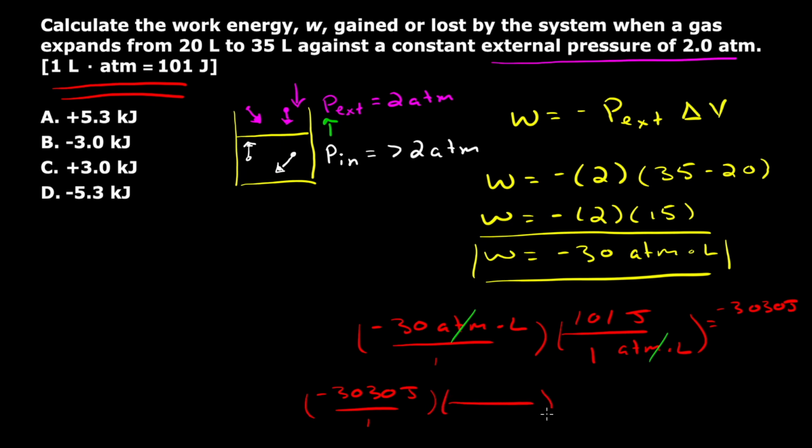Then I'll put the kilojoules up top and joules on the bottom. I know that for every 1 kilojoule, that's equal to 1,000 joules. Just like the atmosphere-liters cancel, the joules here will cancel with the joules there. Then I get negative 3.03, and that will be in kilojoules. And so the answer to this question is going to be B right here.